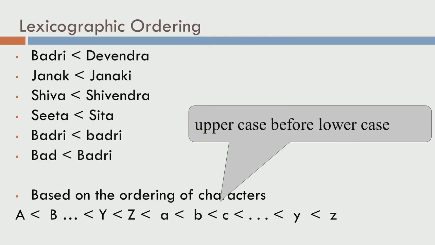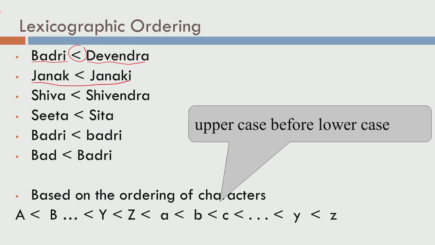Let us look at the word Badri and the word Devendra. Clearly if I arrange them in the dictionary, the word Badri will come before the word Devendra. I will use the notation less than for it. Badri comes before Devendra is expressed as Badri less than Devendra.